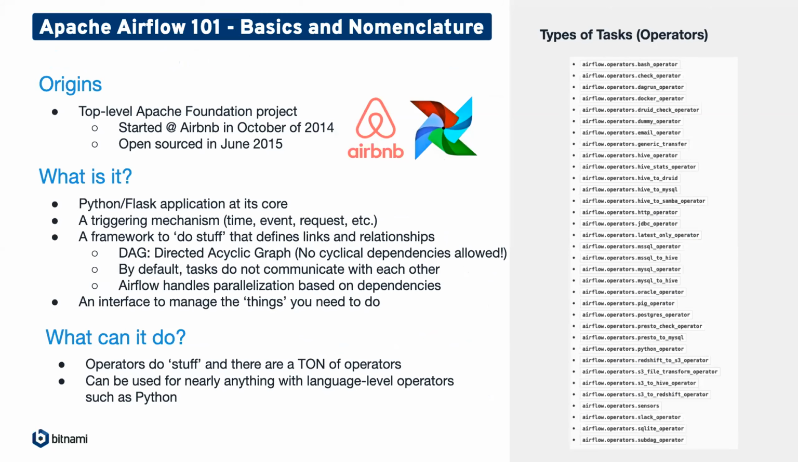So as a project, it started in the engineering teams at Airbnb in October of 2014. It was open sourced a little over a year later. And from there, it then became an Apache project and has most recently become a top-level Apache Foundation project, which means it is sort of a primary first order project in their world, and it is here to stay.